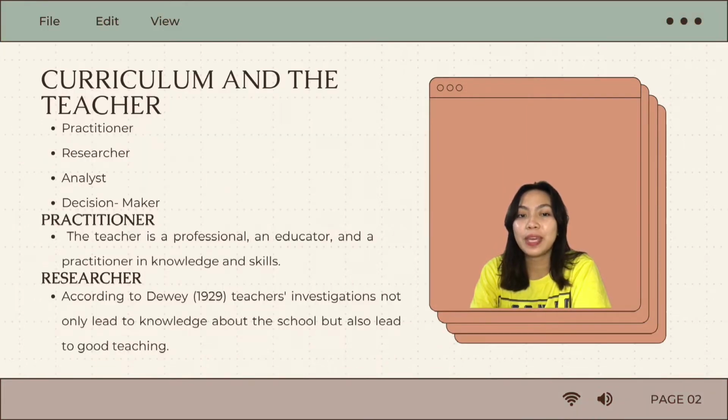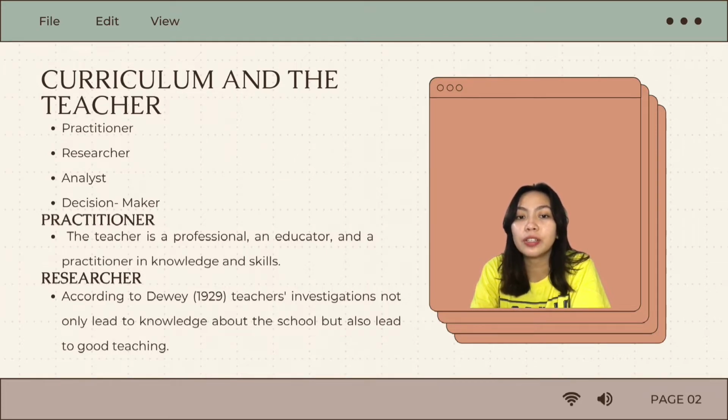Thank you, Ms. Demi. So let's proceed to the four roles of curriculum and the teacher. There are four roles of curriculum and the teacher. These are the practitioner, researcher, analyst, and decision maker. First on the list is the practitioner. The practitioner is a professional, an educator, and a practitioner in knowledge and skills.